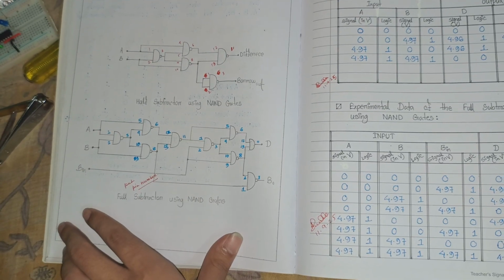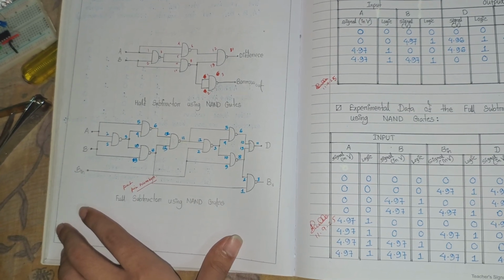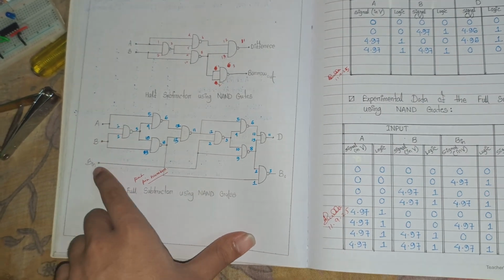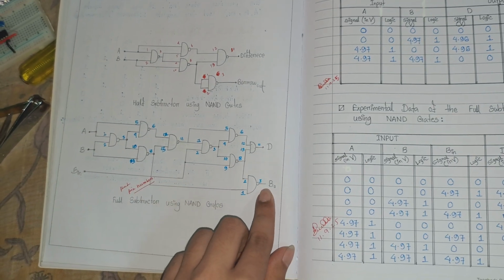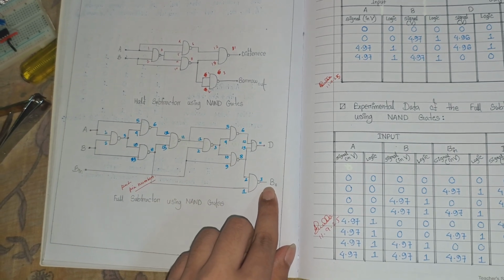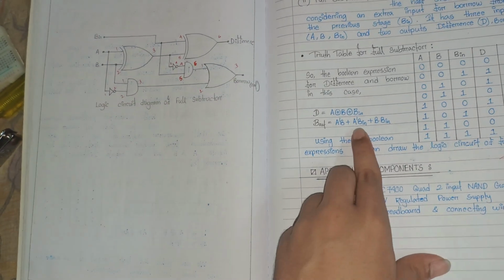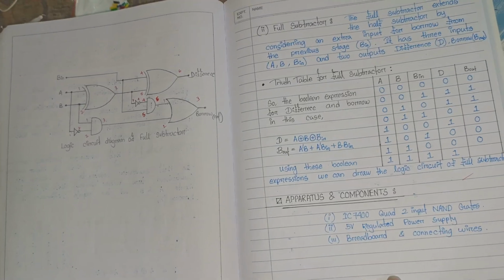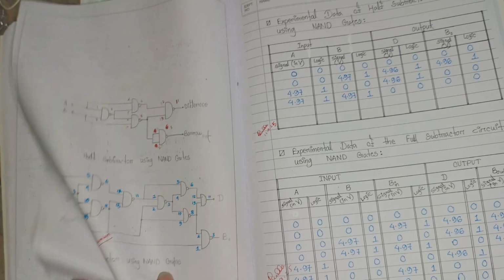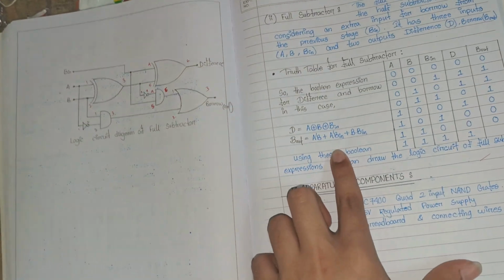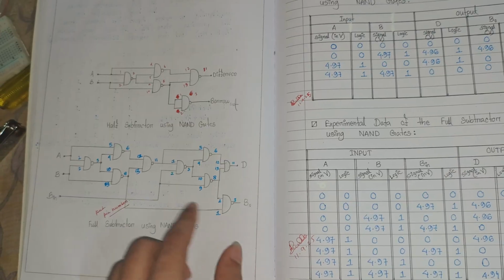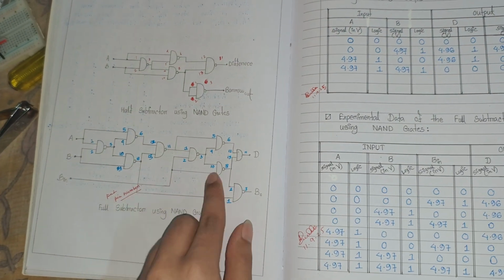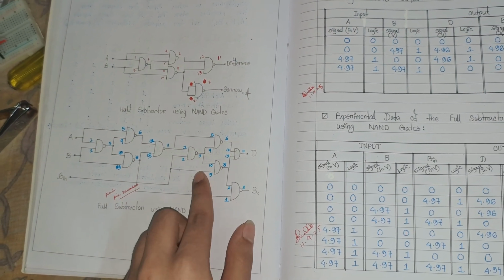So if you do the simple calculation by taking different values for A, B and B in, we will see that the borrow out is giving the same result as this boolean expression. So yeah, this is the expression for the borrow out, and this expression can be restructured by a single NAND gate which takes input from the 8th pin of both ICs, both XOR gates, you can say.